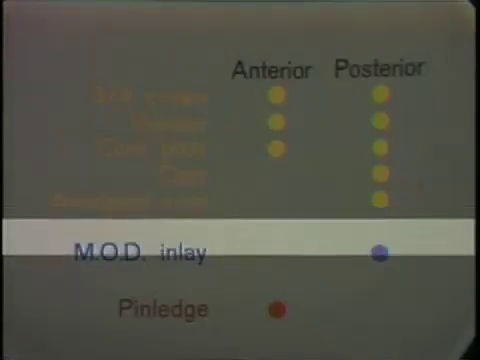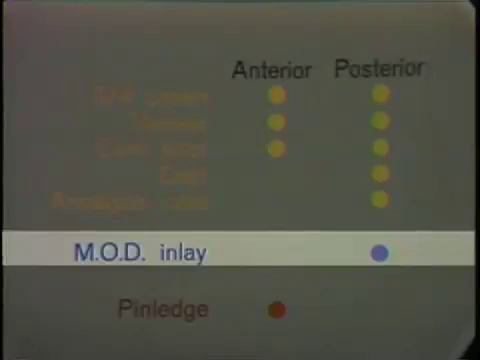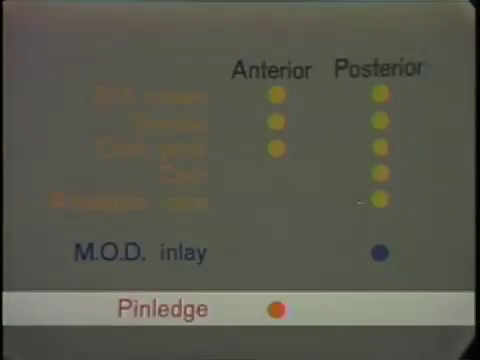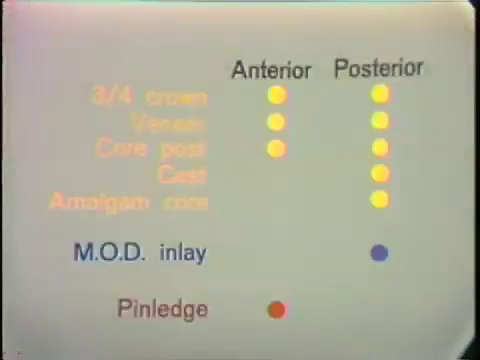The MOD inlay, used in posterior teeth where previous restorations have cut into the central part of the crown, and this is the most conservative method of restoring what remains. The pin ledge restoration, used on anterior teeth as an aesthetic retainer, leaving the labial surfaces untouched. In this presentation, no attempt has been made to describe the individual preparations and techniques for each of these particular retainers. This has just been a survey of all of the retainers used in bridge work and some indication of their application.